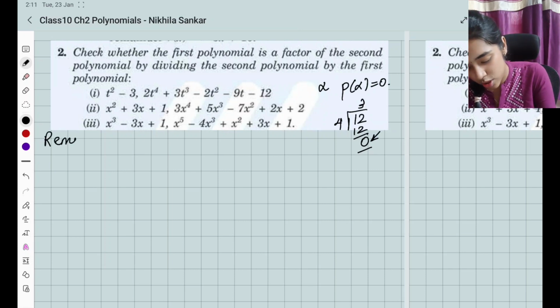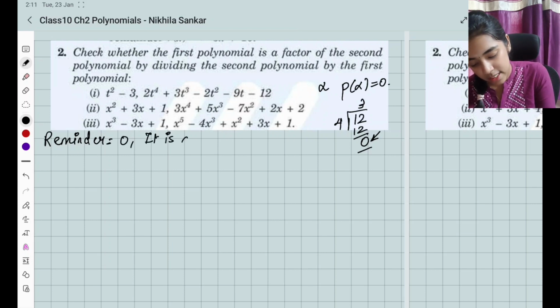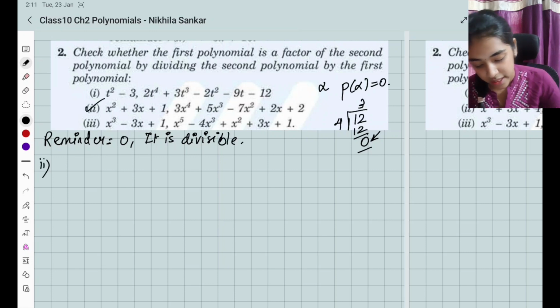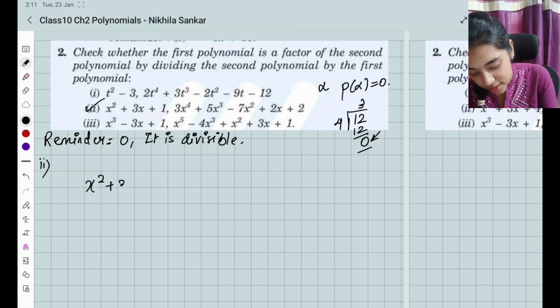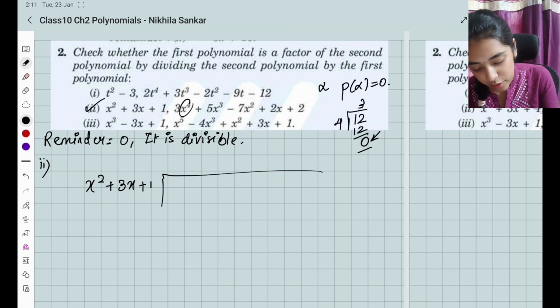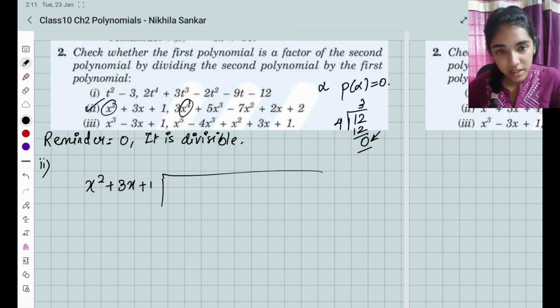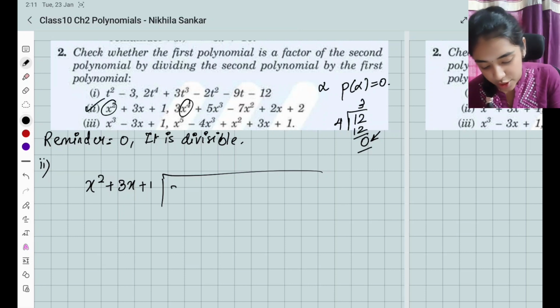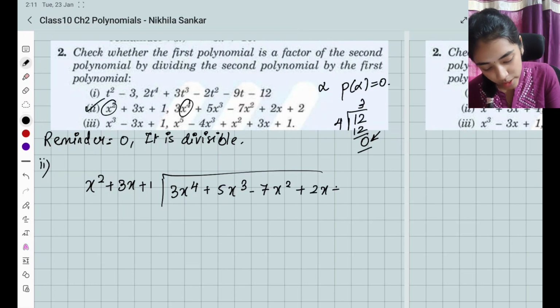So நம்ம எப்படி எழுத போறோம்? If the remainder equals 0, then it is divisible. Okay? So இதில் first question நீங்கள் போடுங்க, நான் second and third போட போகிறேன். So இப்போ second question, we have x square plus 3x plus 1. So that is going to be the divisor. Divided by, always be careful, இந்த இடத்துல x power 4 இருக்கு, இங்க x square இருக்கு. எது dividend, எது divisorனு carefully பார்த்து போடுங்க. So you have 3x power 4 plus 5x cube minus 7x square plus 2x plus 2.